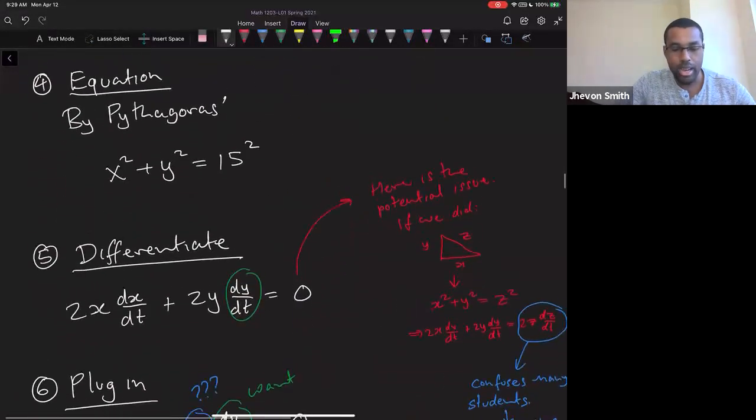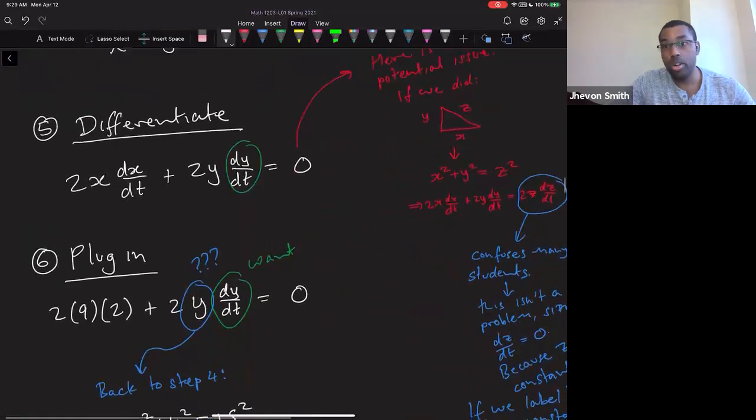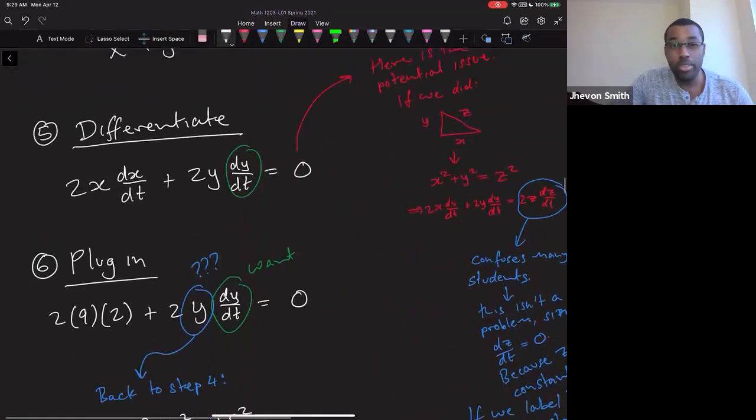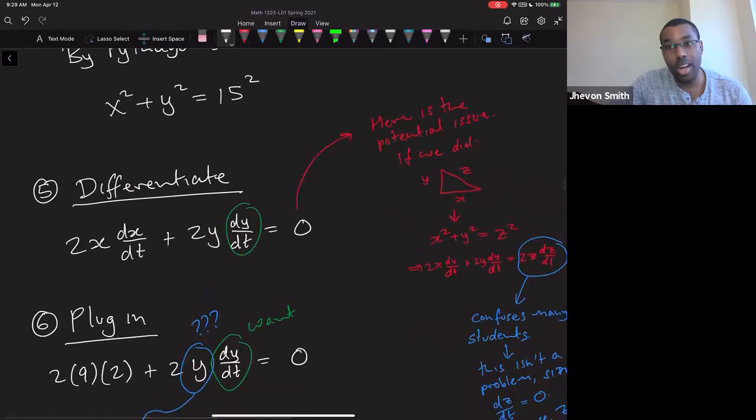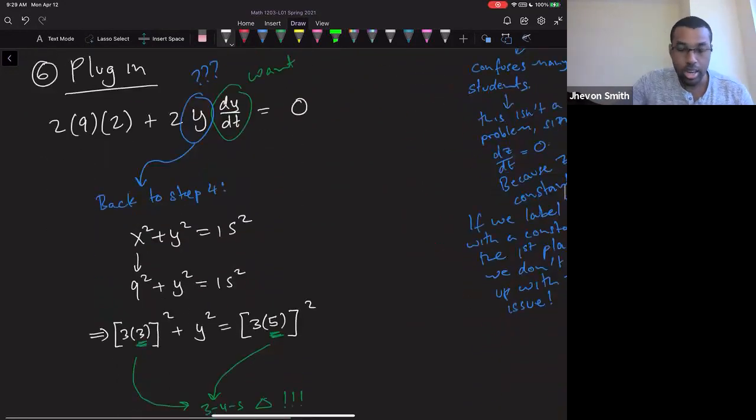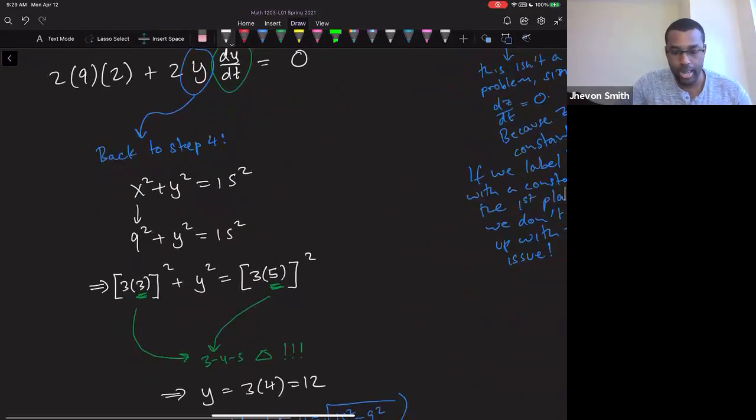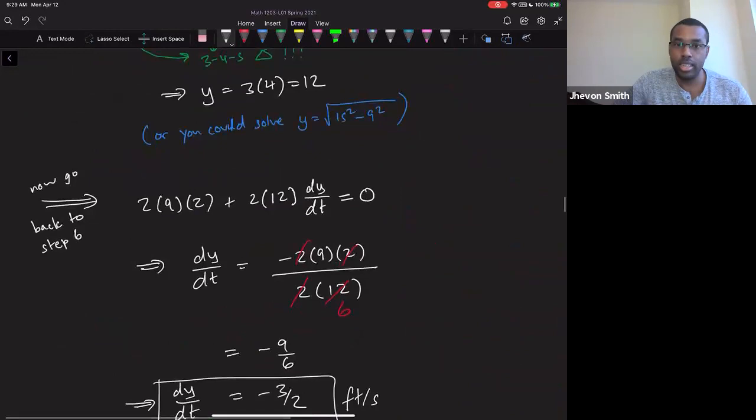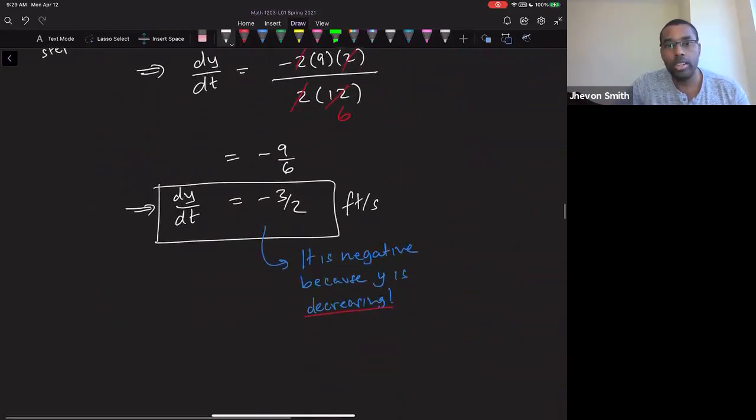And then you set up that equation, you differentiate. Remember, you're differentiating with respect to t. So even your x, the derivative of x squared is not 2x. It's 2x, x prime, 2x dx dt. And then you plug in. Occasionally, you don't have enough information. You don't panic. You just go back to step 4, solve for that guy. Then you come back to step 6 and continue. And then you can get the answer that way.